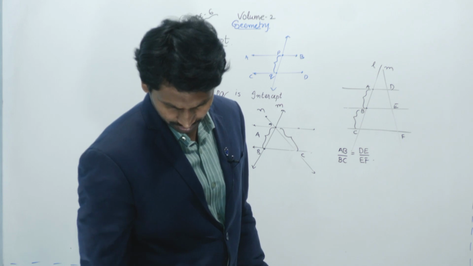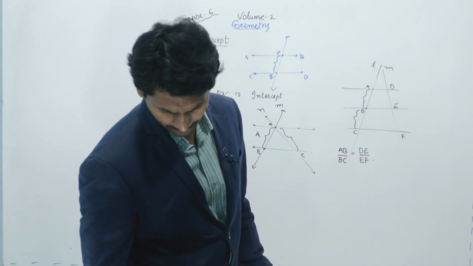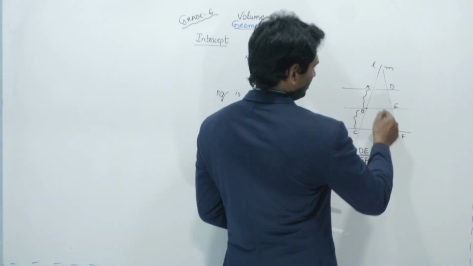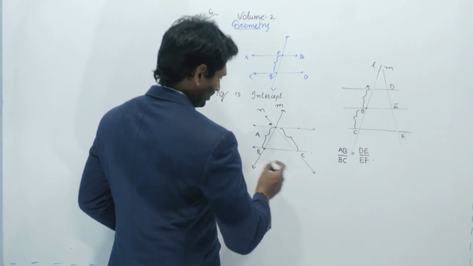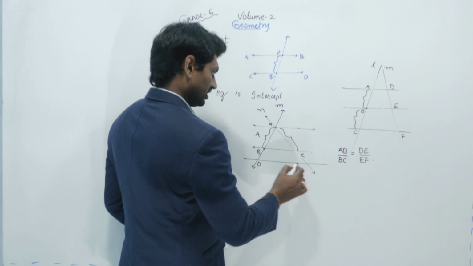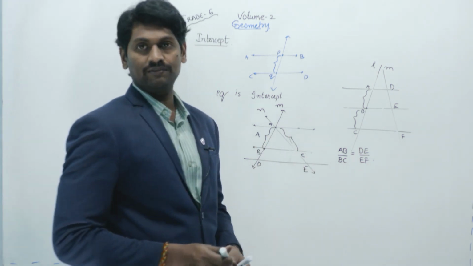By using the intercepts concept, the transversals can also meet together like this. For example, A, B, C, D and E. So we can take AB by BD equals AC by CE.